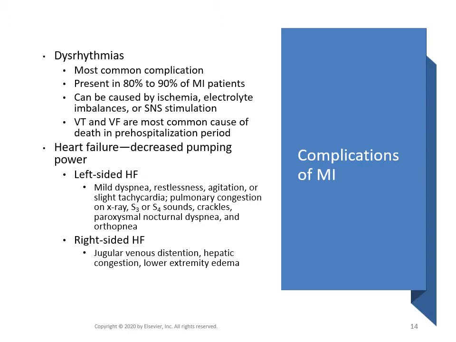Dysrhythmias are the most common complication, occurring in up to 90% of patients. Ventricular tachycardia and ventricular fibrillation are the most common causes of death in patients in the pre-hospital period. After MI, bradycardia, such as a complete heart block, develops when key areas of the conduction system are destroyed. Ventricular tachycardia or ventricular fibrillation can occur at the onset of pain. Premature ventricular contractions, or PVCs, may precede ventricular tachycardia or ventricular fibrillation.